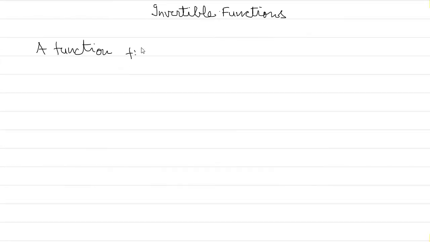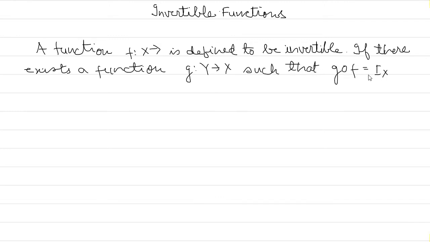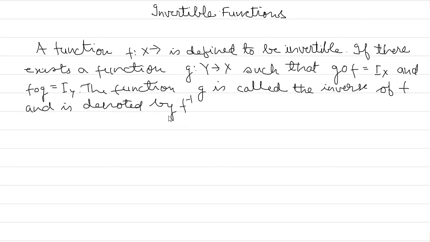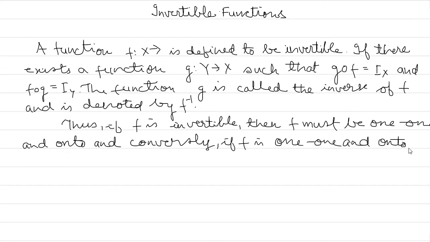Let us also define an invertible function. A function f from X to Y is defined to be invertible if there exists a function g from Y to X such that gof is equal to i_X, here i_X means the identity function on X, and fog is equal to i_Y, here i_Y means the identity function on Y. The function g is called the inverse of f and is denoted by f inverse.